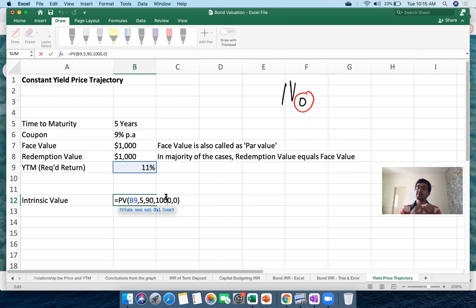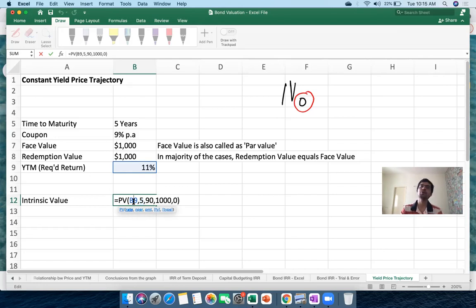The $90 coupon is based on the contract entered between me and the company, and the $1,000 redemption value is also based on the contract between me and the company. Therefore, the $90 coupon and the redemption value are never going to change. But the other two factors may change. The first is the time to maturity, which will always decrease as days pass by. The time to maturity can only decrease; it cannot increase.